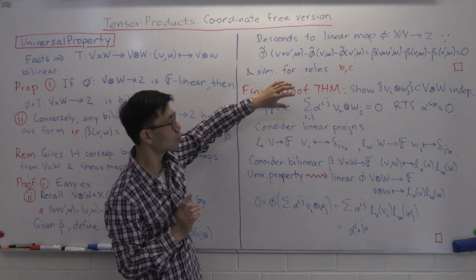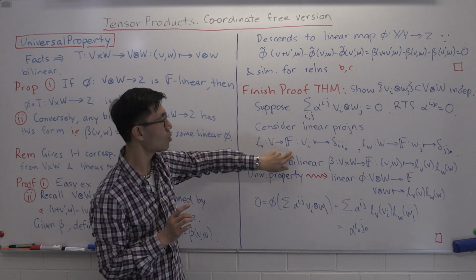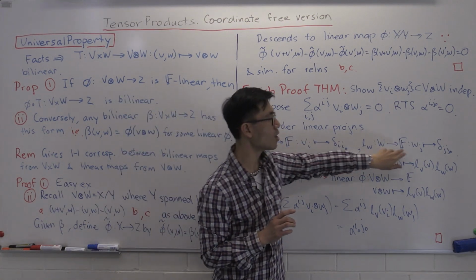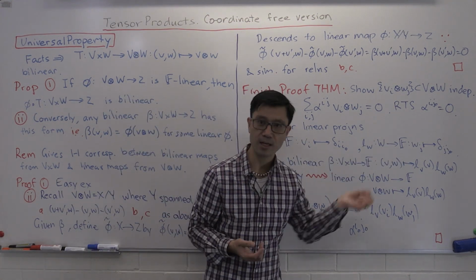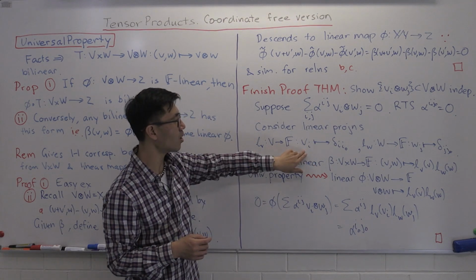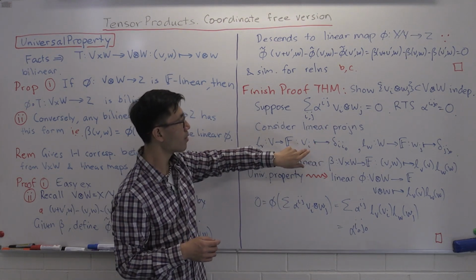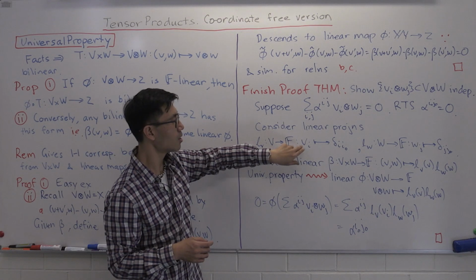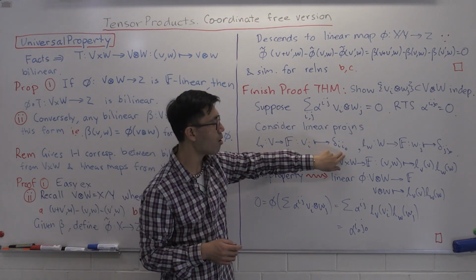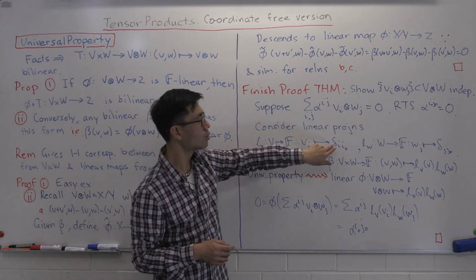Firstly, we'll look at two linear projections, one from V to F and another from W to F. So they're just linear functionals on V and W. The first one is as follows. It's basically the dual to the i0th basis element. So it sends all v_i's to 0, except it sends v_i0 to 1.